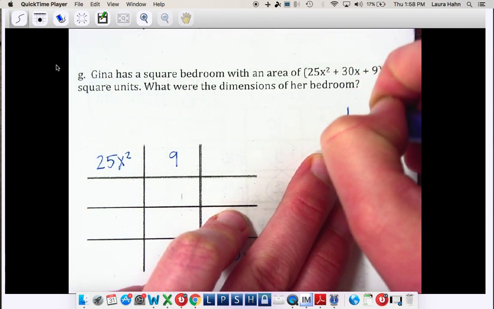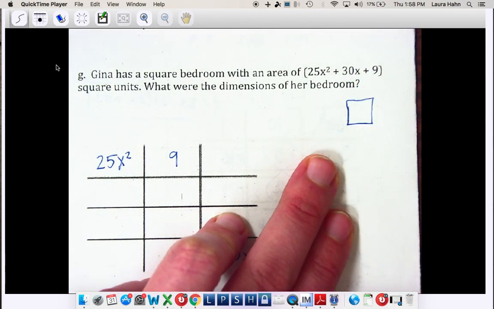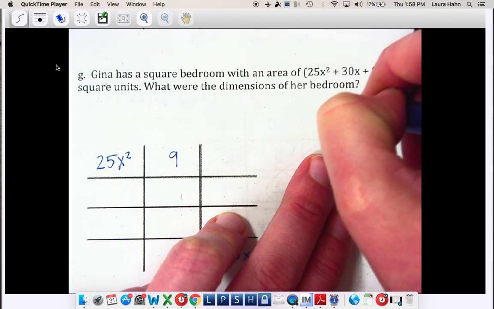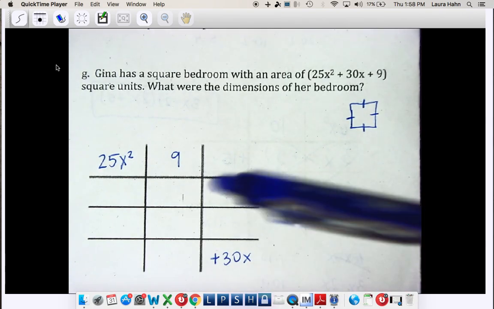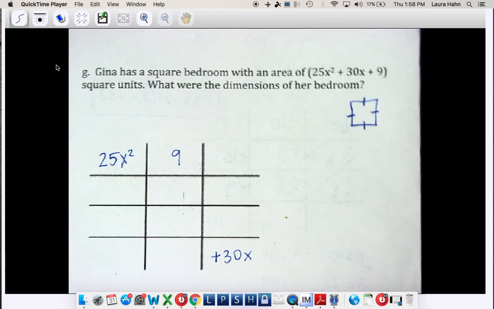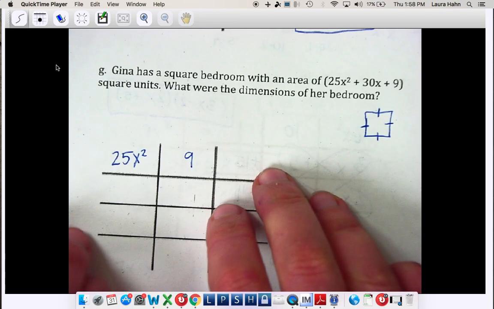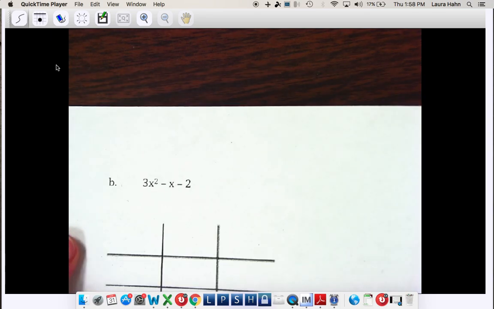So I'm going to let you try this one on your own. But first, I know a square, every side is the same. So keep that in mind when you're trying to get this one. All right, try to finish this one and B, the one that we skipped.